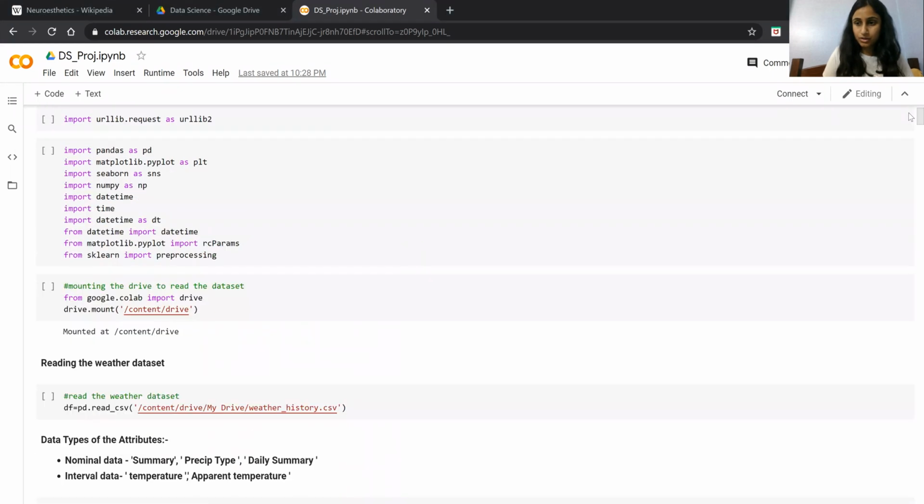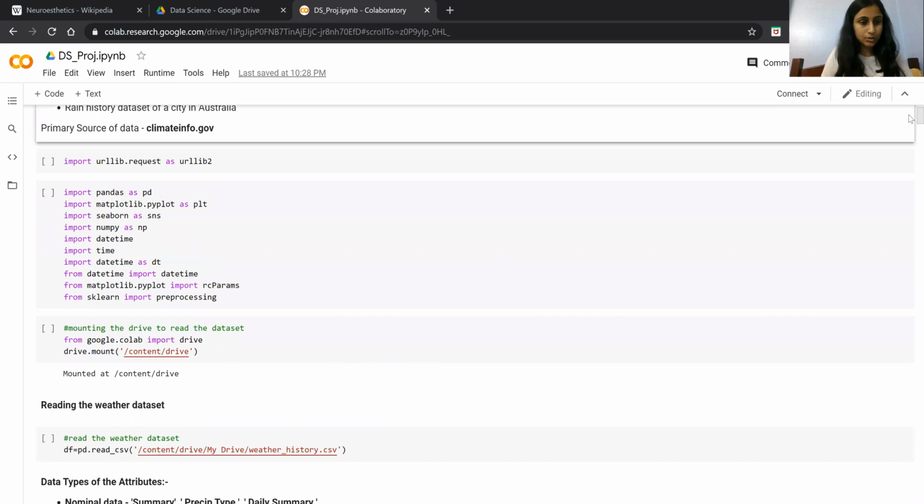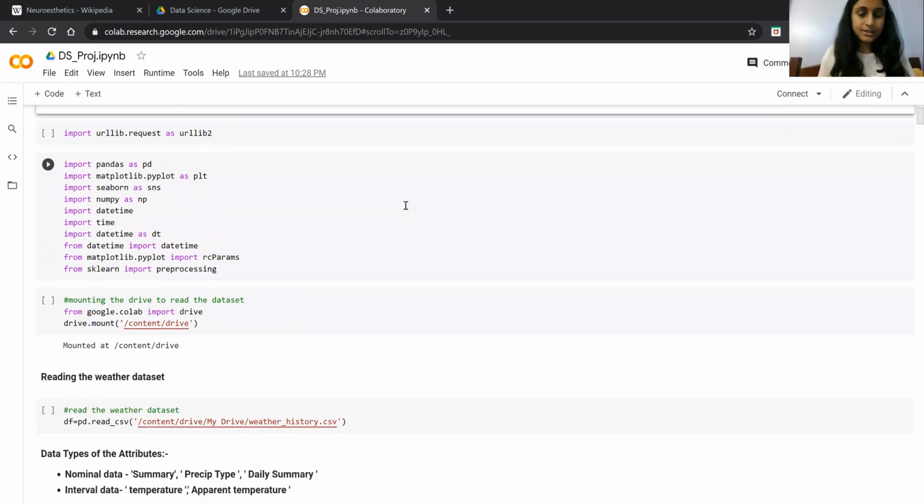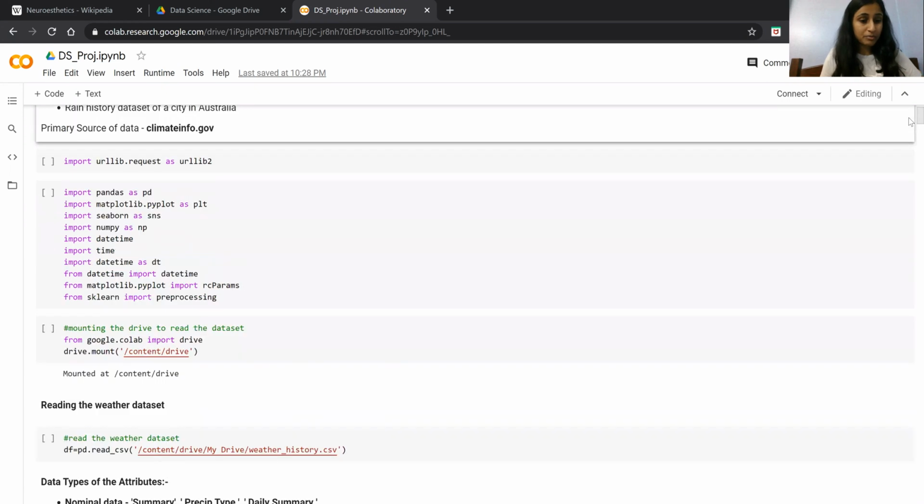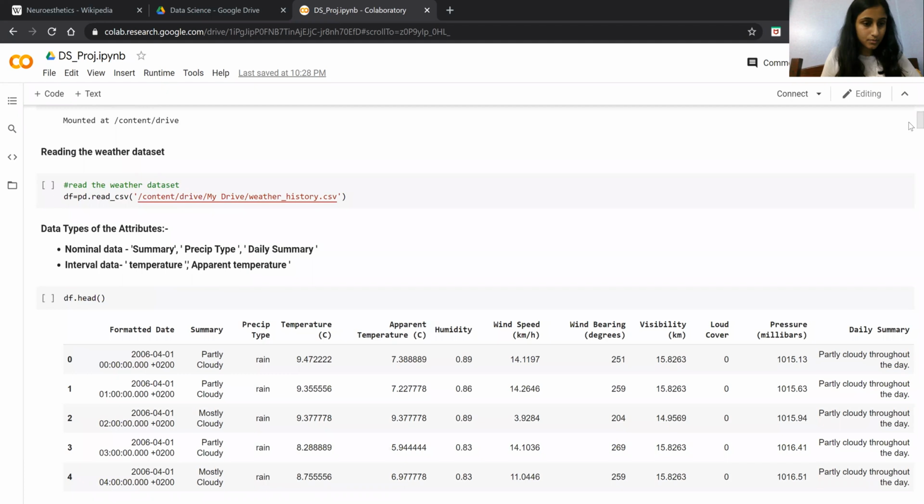So coming to the explanation of our project, the first two cells are to import the required libraries, including pandas, matplotlib, seaborn for plotting purposes, sklearn, and so forth. We've mounted our data set onto the Colab environment.